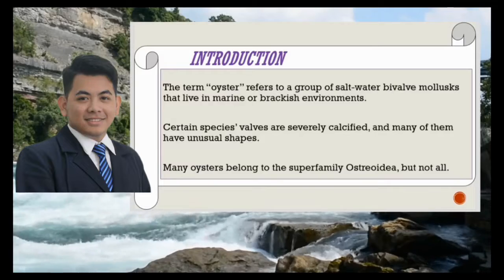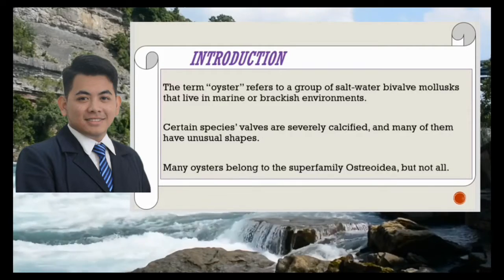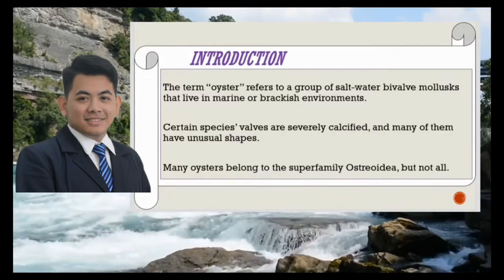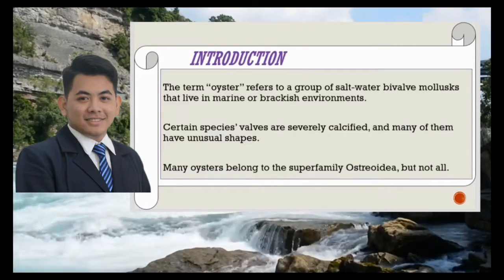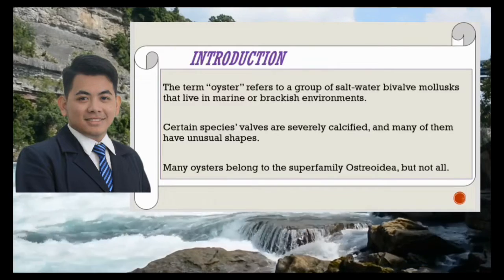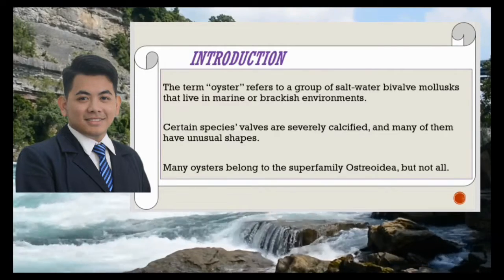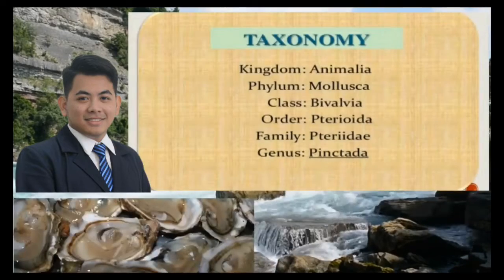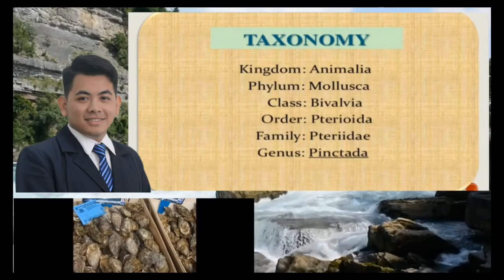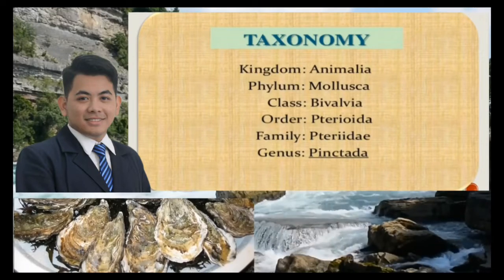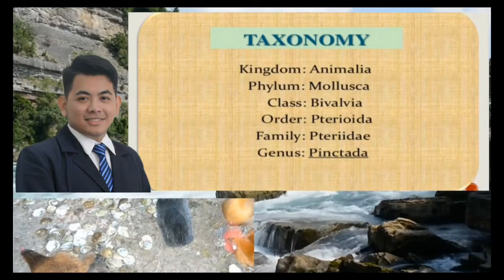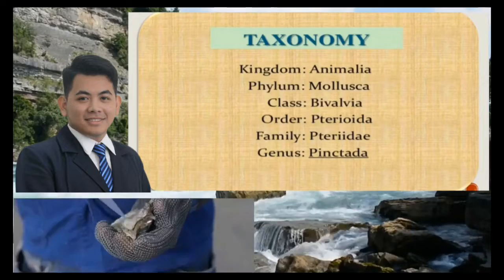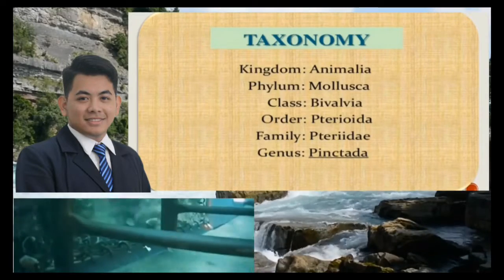Hi, in this video, we will talk about oyster. The term oyster refers to a group of saltwater bivalve mollusks that live in a marine or brackish environment. Certain species of bivalves are severely calcified and many of them have unusual shapes. Many oysters belong to the superfamily Ostreoidea, but not all. The kingdom of oyster is Animalia, the phylum is Mollusca, the class is Bivalvia, the order is Ostreida, the family is Pteriidae, and the genus is Pinctada.